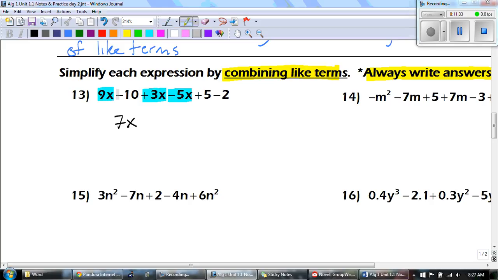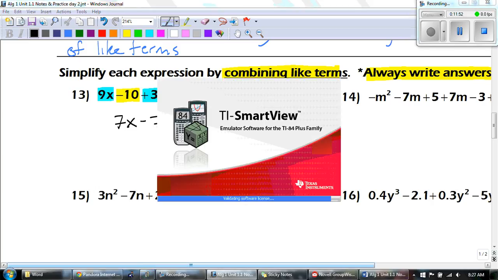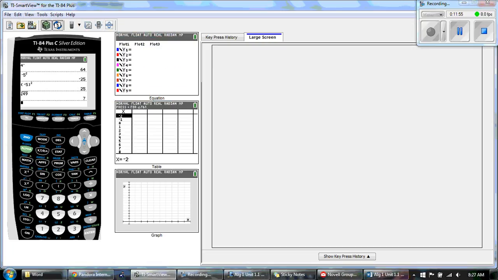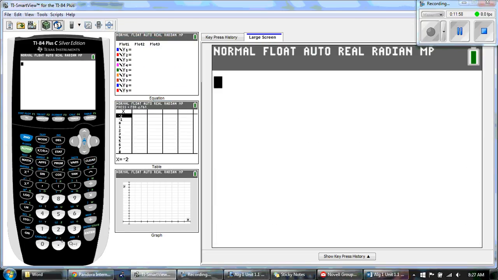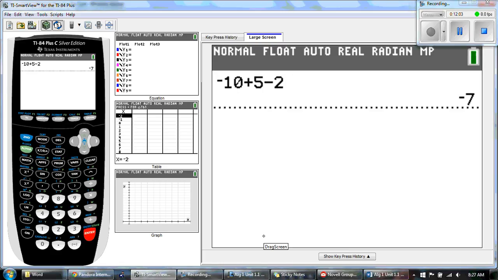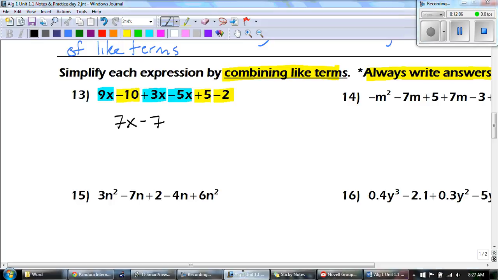Okay, and then looking at our other guys, we have negative 10 plus 5 minus 2. Negative 10 plus 5 is negative 5, and negative 5 minus 2 is negative 7. Okay, and if you guys are bad at it, it's okay that you have a little trouble with that. Take out your calculator. Here's mine right here. You have negative 10 plus 5 minus 2. Okay, it's okay to double check with your calculator. All right, so that's my final answer. I'm going to make sure I put a box around it, and I'm going to highlight it.